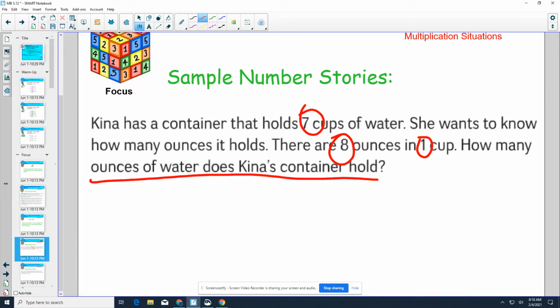Kina's water hold? Okay, and so we know that she has 7 cups, and one cup is worth 8 ounces. So I really don't need this, but we're doing some converting here, right? So I know I would take my 8 ounces, multiply by the 7 cups to find out that she has 56 ounces. So that's an example of a conversion type of problem.